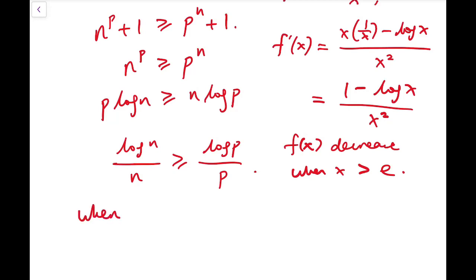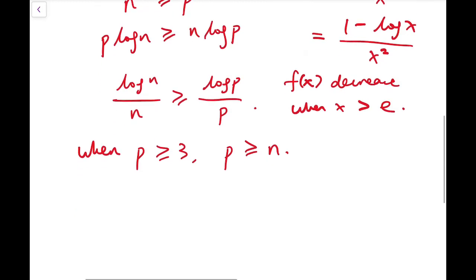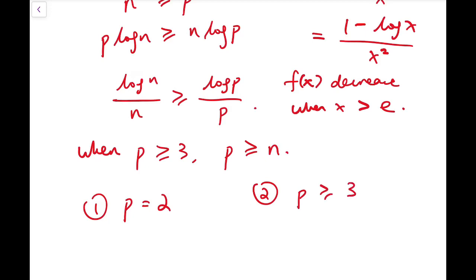So I can say that when p is at least 3, I can already say that p is greater than or equal to n, because of the fact that this function is decreasing, starting from e. So this motivates me to split this problem into two cases. The first case is that p equals 2, and the second case is that p is greater than or equal to 3. And in this case, I know that I can also assume that p is greater than or equal to n.